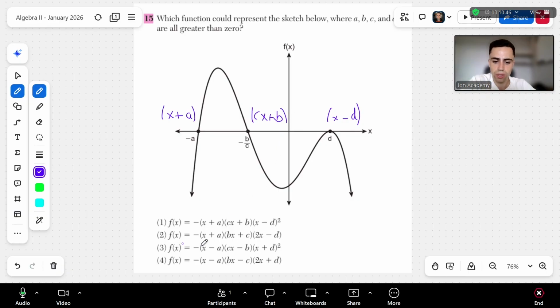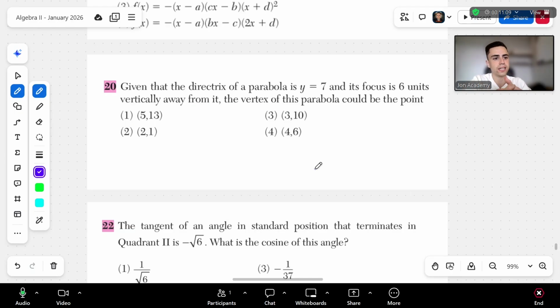And now by looking into the different options, the only one that has all those three is going to be the first one. Here it has x plus a, cx plus b, and x minus d. It's always x minus the root, that's why. So it ended up being the first option. Let's check now number 20.